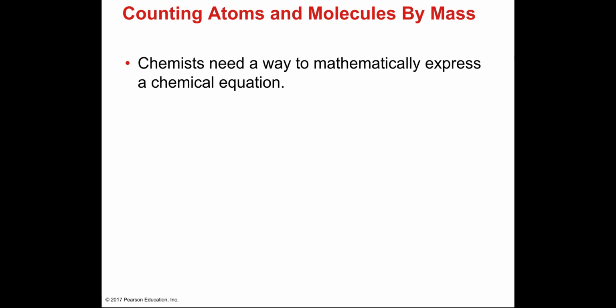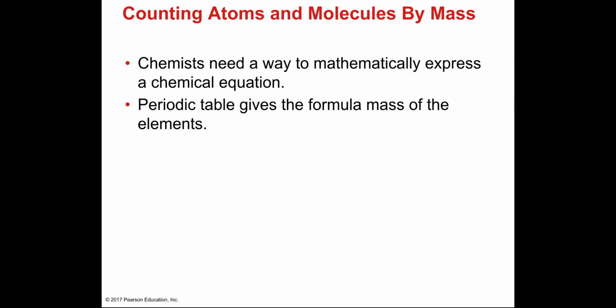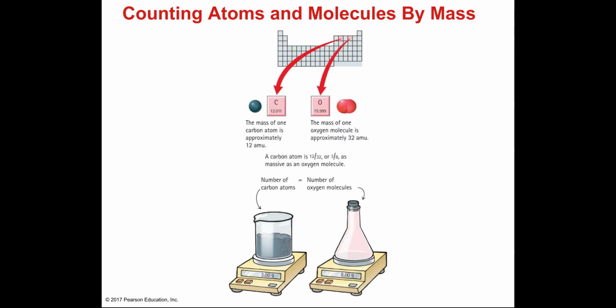So if you look at a container of salt, you will see that there is a net weight on it. So there is a mass. And so when we buy masses of chemicals, what we're actually doing is indirectly counting using mass, because a certain mass will usually contain a certain number of molecules. And that is what we're going to be looking at in this section. So chemists need a way to mathematically express a chemical equation. The periodic table gives the formula mass of the elements.